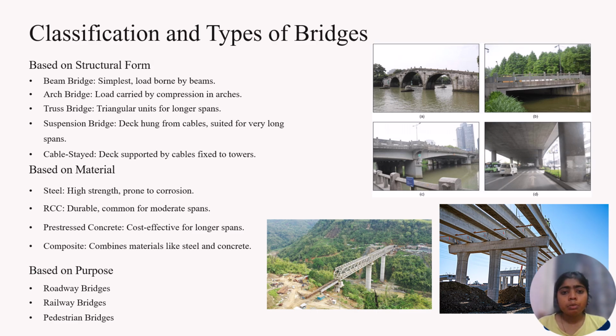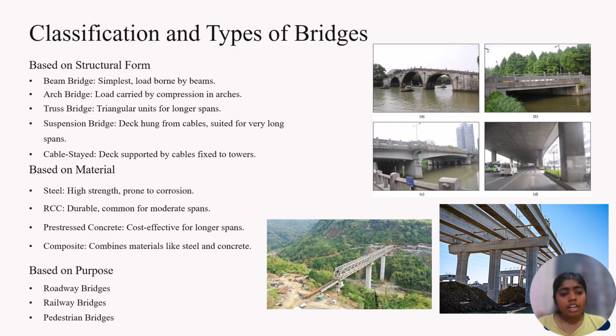Second, an arch bridge, which we usually see from ancient times, as picture A suggests. A truss bridge is a triangular unit for longer spans. As in the picture, the steel framework on the downward side comes under the truss bridge. Next is the suspension bridge. The deck is hung from cables, suited for very long spans. The bridge is connected with cables which work like a spring. It is known as a suspension bridge.